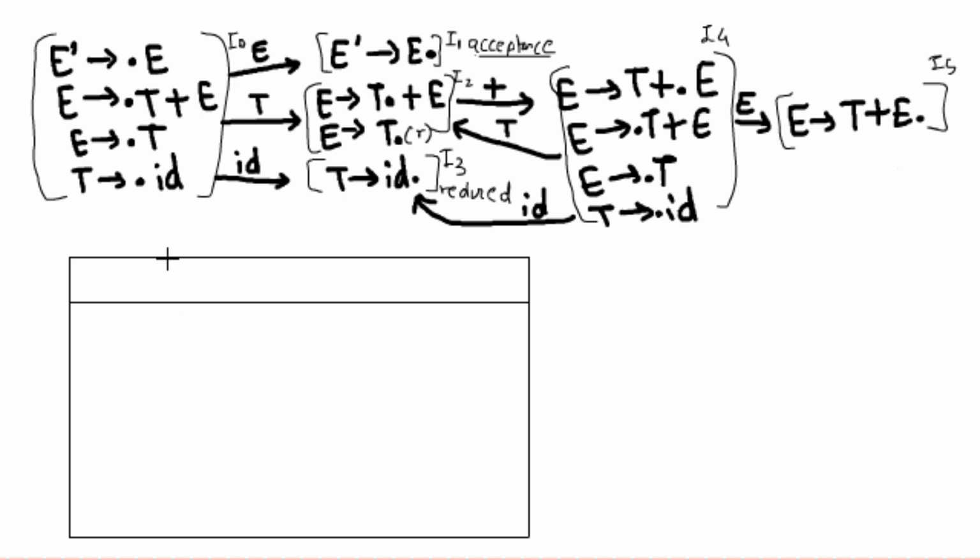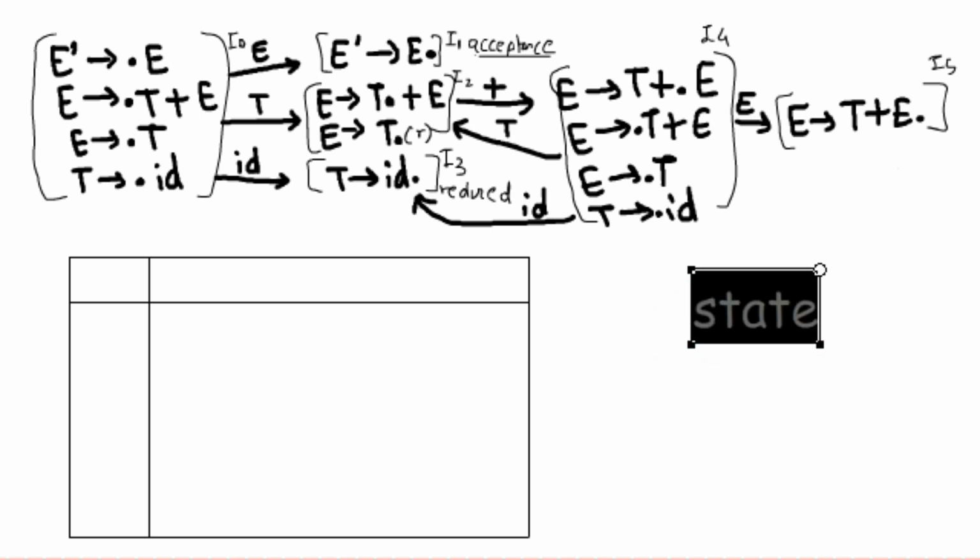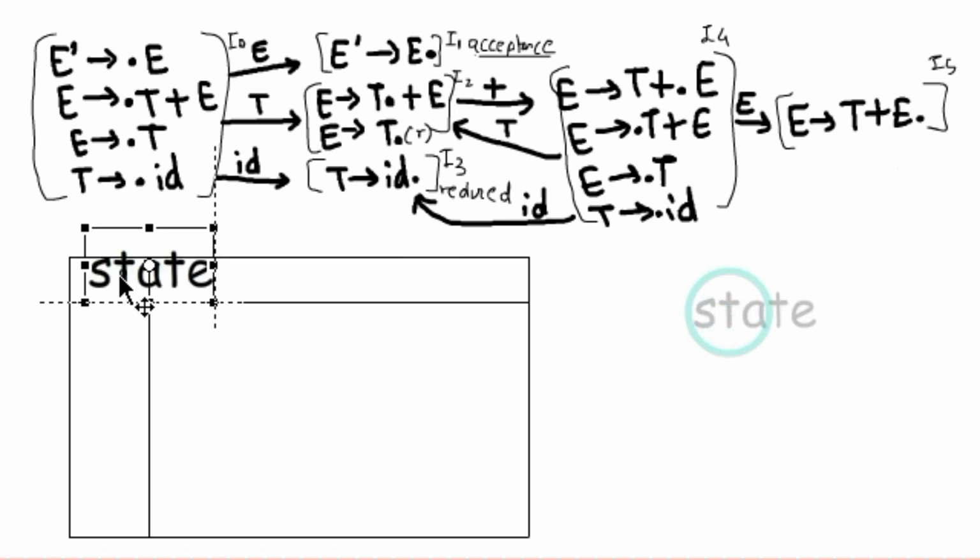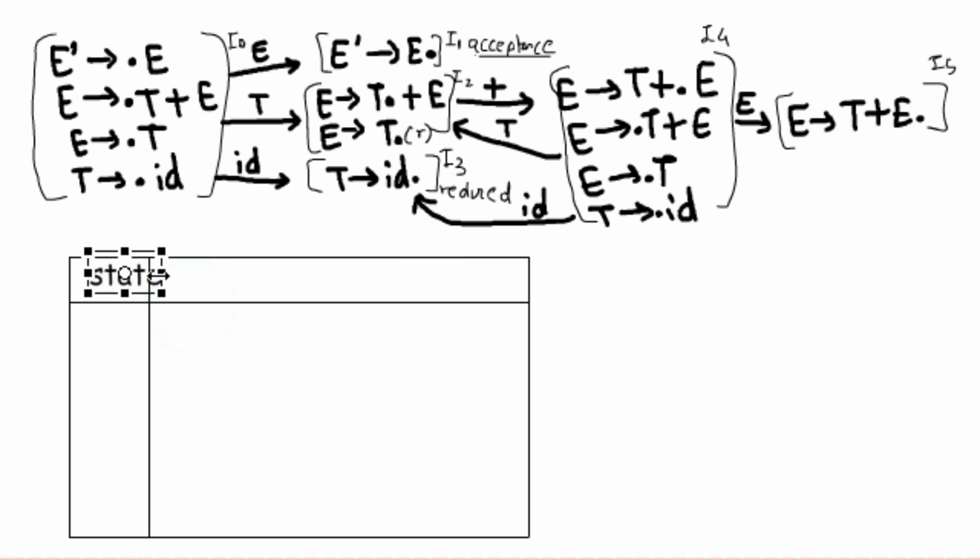Now in this table we have to create the following columns. The first column is the column of state. This is called the state column. So let us write state. What is a state? State 1, state 2, state 3. Each item is a different state.